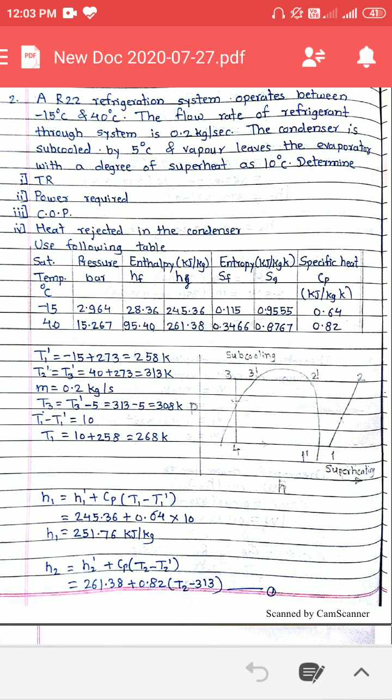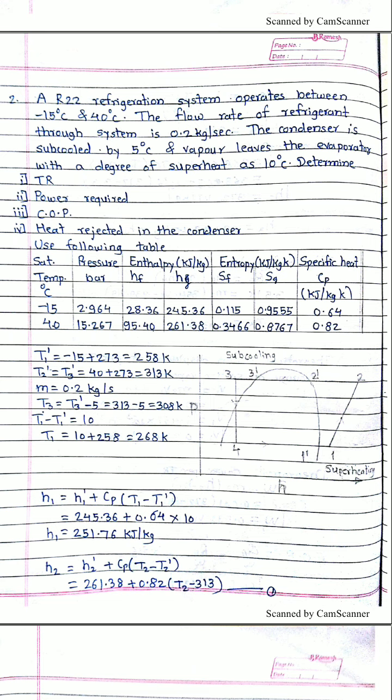Here the subcooling is by 5 degrees Celsius, and we know that on a pH chart temperature increases from left to right. So T3 dash minus 5 gives T3, and T1 minus T1 dash is equal to 10, so T1 is equal to T1 dash plus 10. Now the three temperatures are known: T1 is known, T2 is known, and T3 is known.